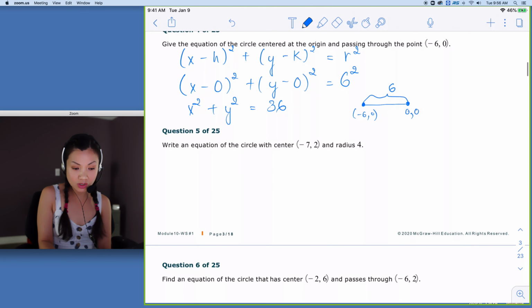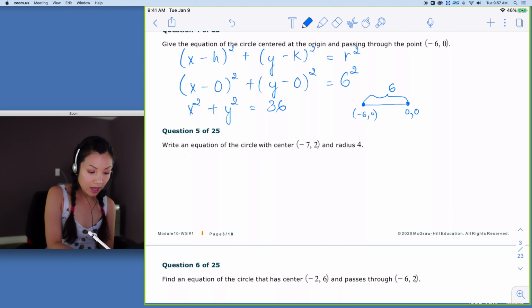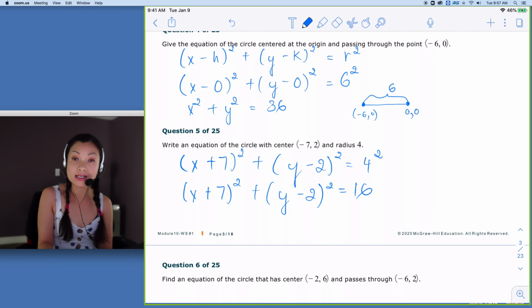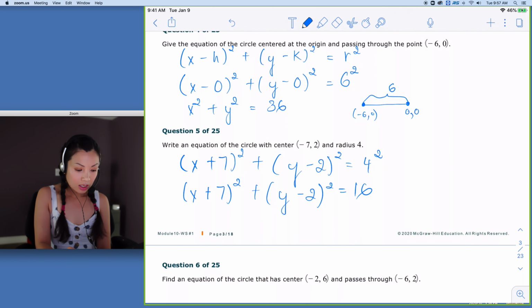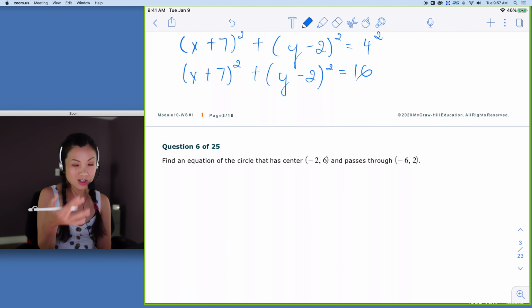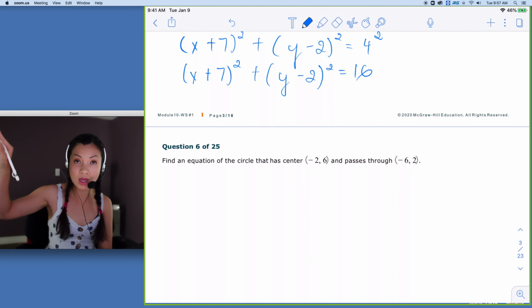Now we have the center at negative 7, 2, and the radius is 4. So you have every information. So we have x plus 7 squared plus y minus 2 squared equals 4 squared, right? So if you want to rewrite, simplify it, we're gonna get 16 like that. Now, the next problem is slightly harder because they give you the center, not 0, 0, and then they give you a point.